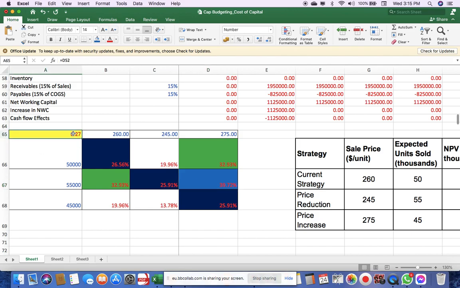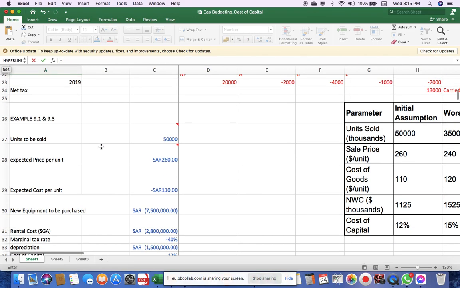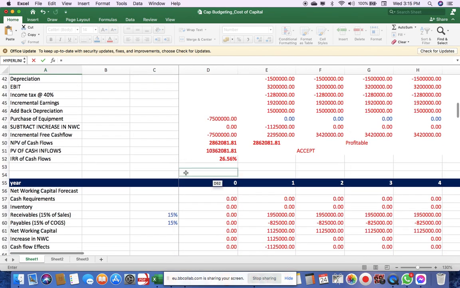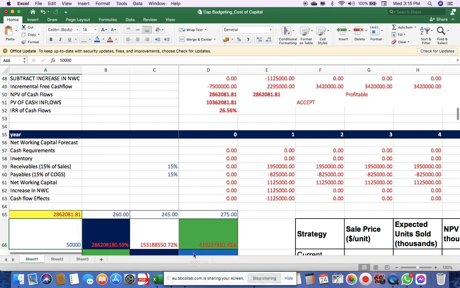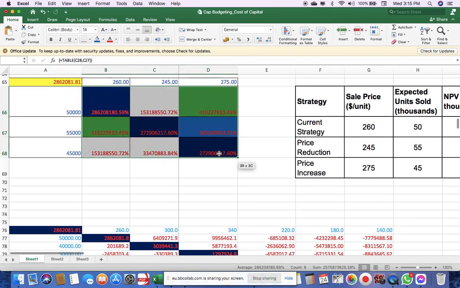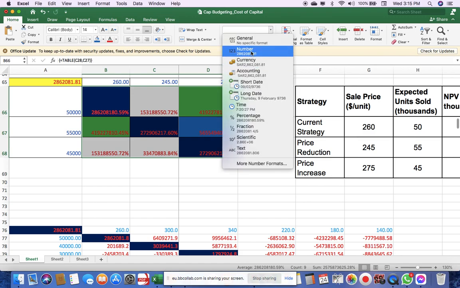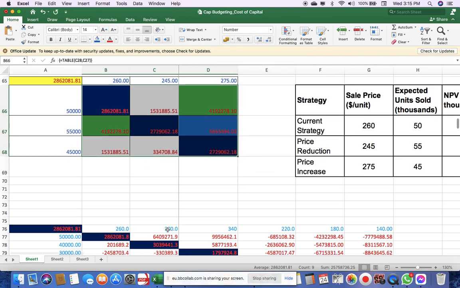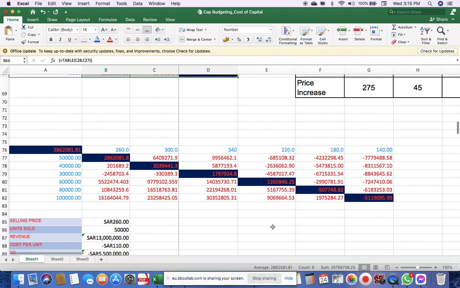Again, go to the NPV, for example. NPV, all these things will change once you change the data. You see, I'll change now. All NPVs came because we changed the percentage, so it is showing. Let me go to the number format. So like this, for your understanding, I changed the sales price. 260 original. What if 300? What if 340? What if 220? What if 180? What if 140? Because different scenarios.